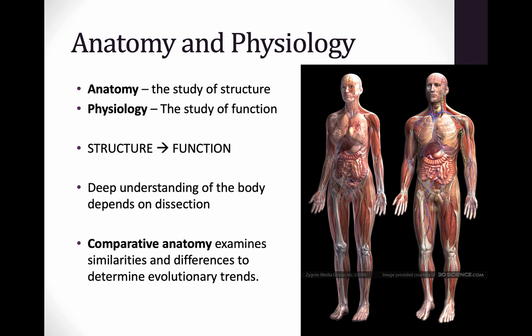The anatomy of our body was first discovered through dissection, the actual opening of the body and looking at the parts. One particular area of anatomy that I particularly like is called comparative anatomy, and this is going to examine trends between different species, so not just humans. And we can look at examples of similarities and differences that help us understand the evolutionary trends of different species. So you'll probably see examples from comparative anatomy from time to time.